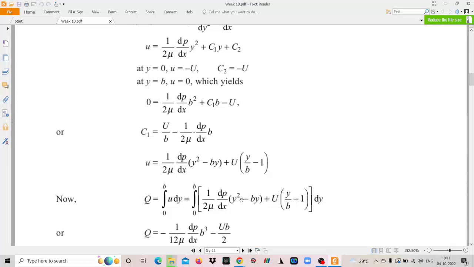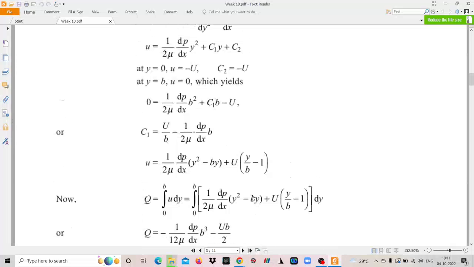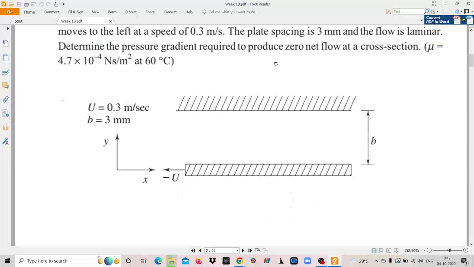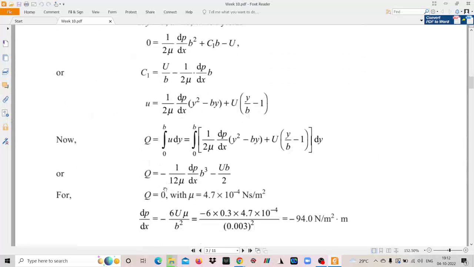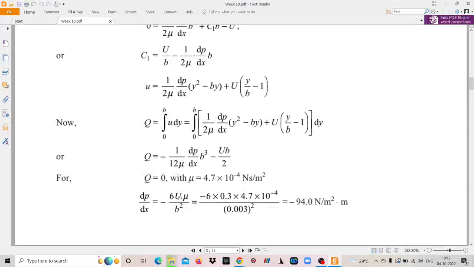Now this is a very simple integration. Once you do the integration and apply the limits, you will get q equal to minus of b cube by 12 mu dp dx minus ub by 2. Now what you need to find is the value of dp by dx for which q is equal to 0. If you put q equal to 0 and mu as 4.7 into 10 to the power minus 4 Newton second per meter square, which is supplied in the question, the value of dp by dx is minus 6 u mu by b square, and after substituting the numerical values, it comes out to be minus 94 Newton per meter square per meter.